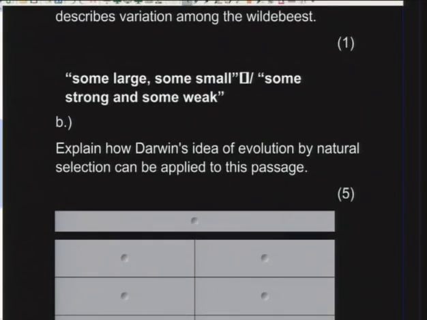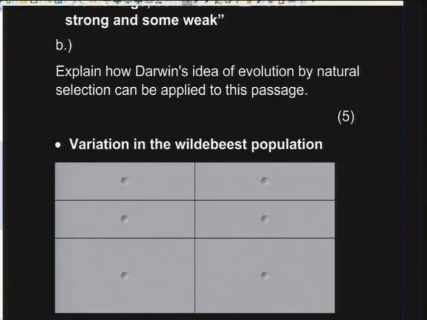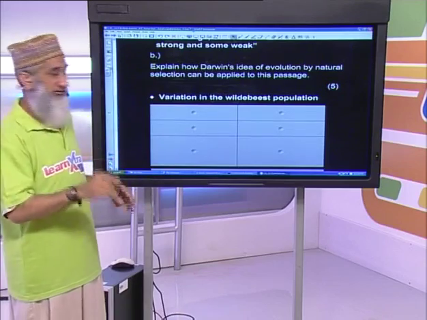Explain how Darwin's idea of evolution by natural selection can be applied to this passage. So they've given you a case study there, and they want you to apply Darwin's theory of natural selection to this particular passage. Okay? You need to explain that. And there we go. First of all, there is variation in the wildebeest population. This is a compulsory mark. You must say this. There is variation. Whether you're talking about speciation, whether you're talking about natural selection, you must talk about variation. That these wildebeest have some differences among them.